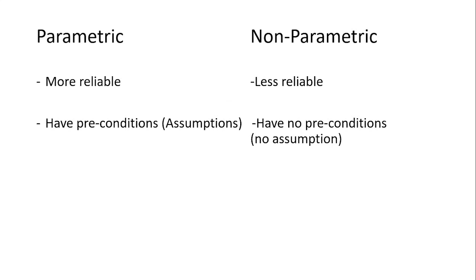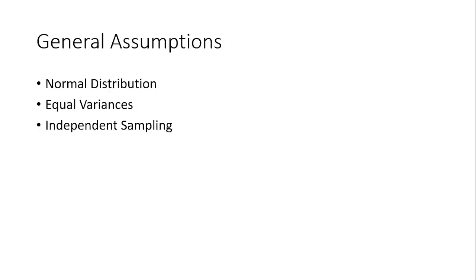So, parametric tests and non-parametric tests generally are the same. They have the same input as independent and dependent variables. But parametric tests are more reliable, whereas non-parametric tests are not reliable at all. And parametric tests have assumptions, and non-parametric tests have no assumptions. Let's see what assumptions are.